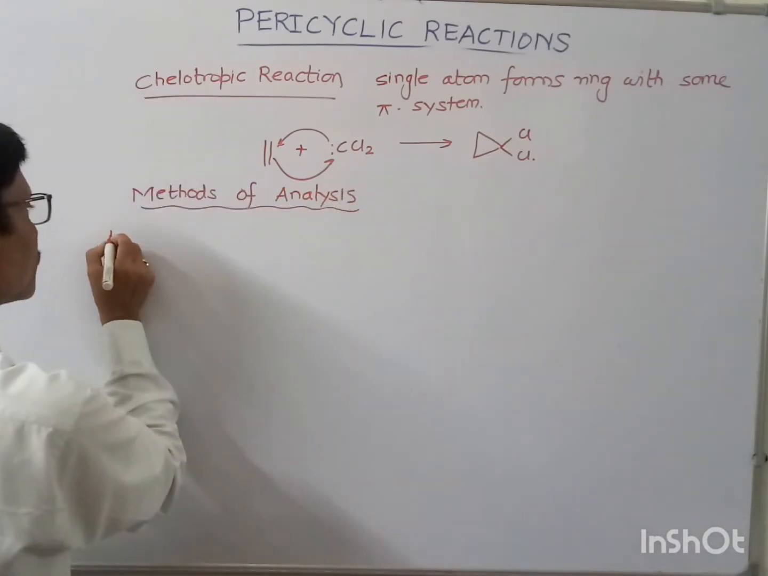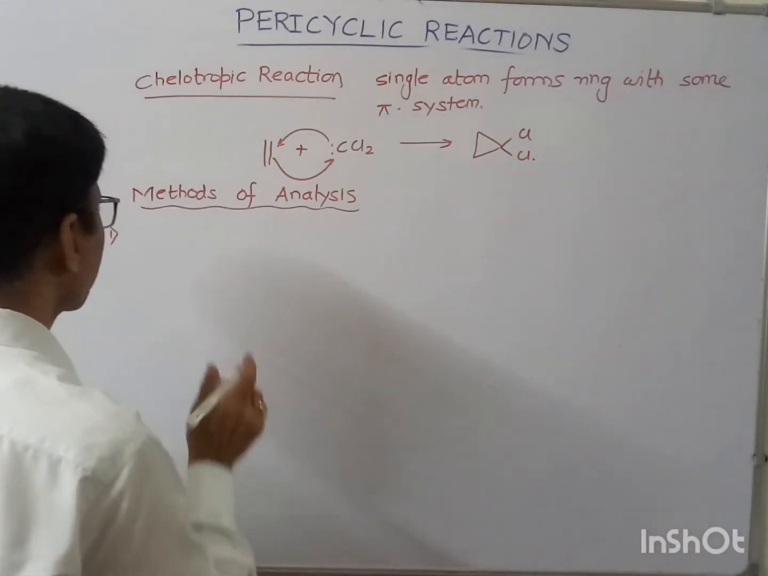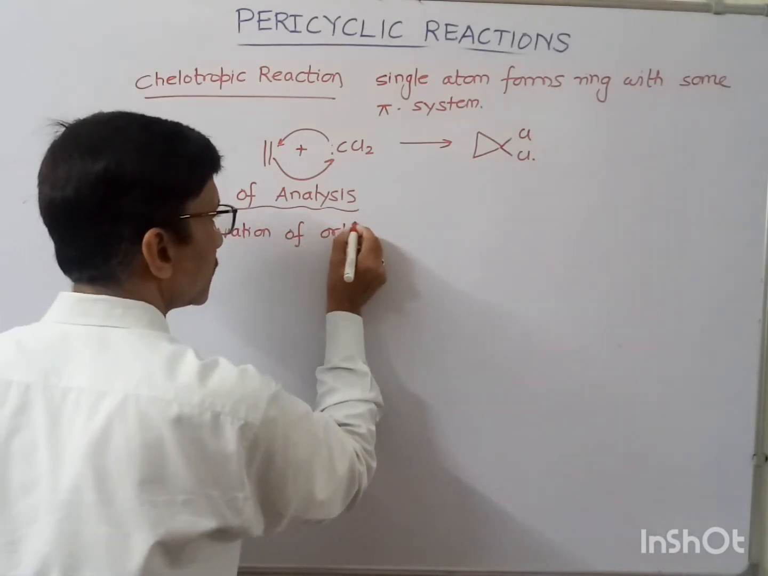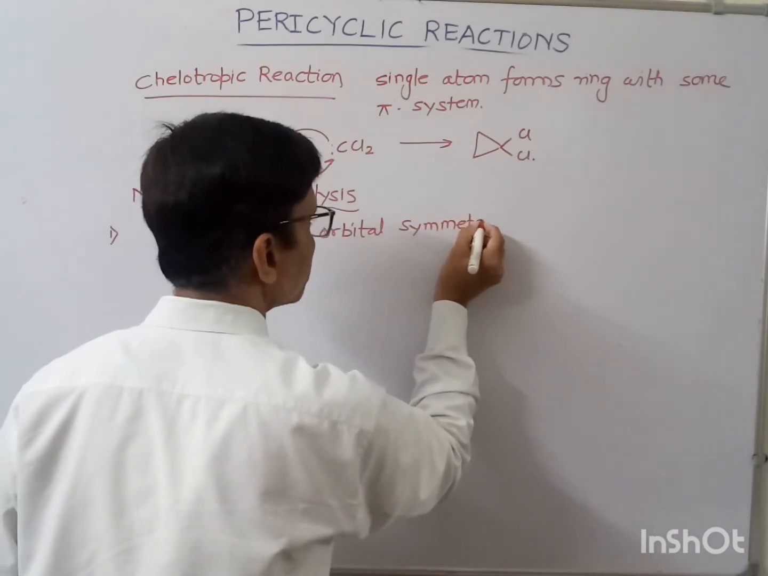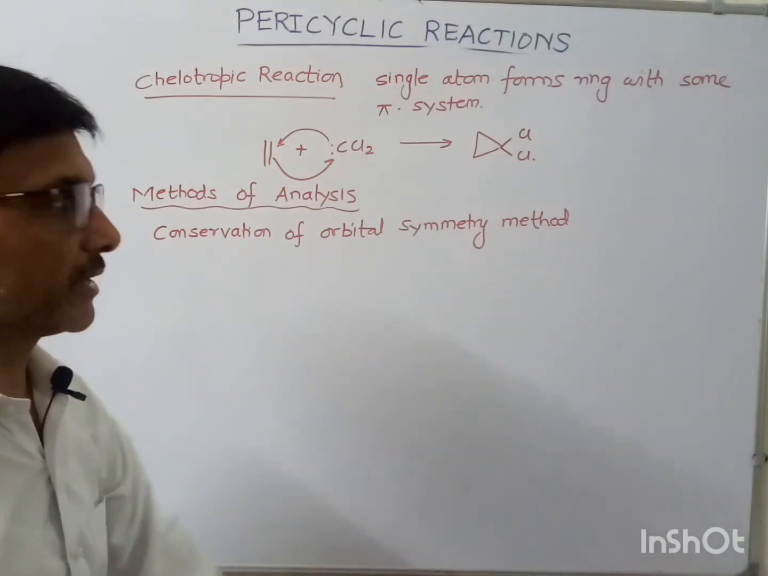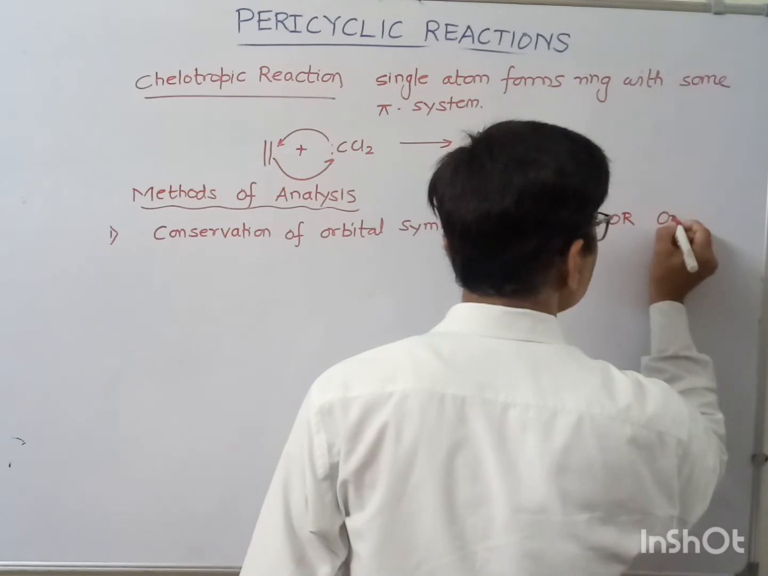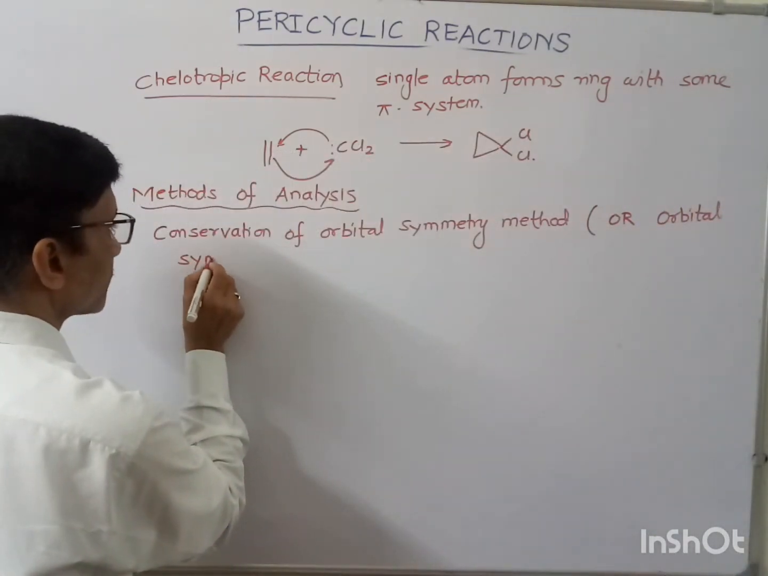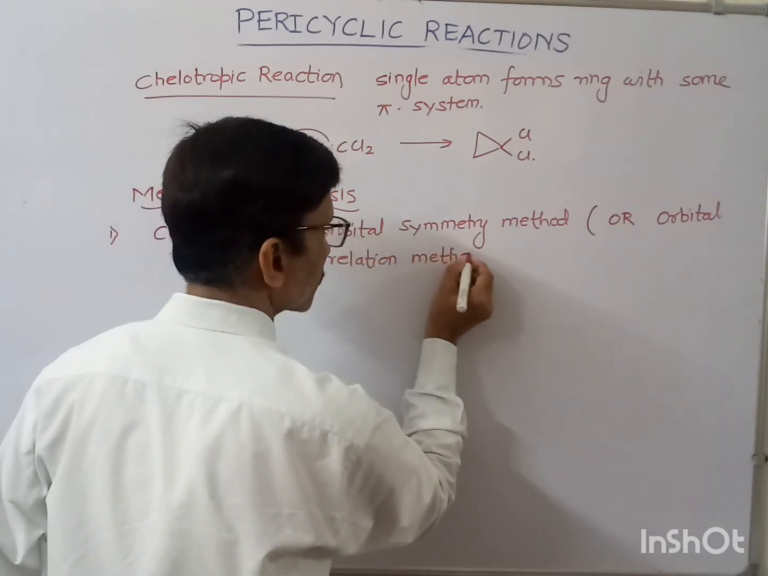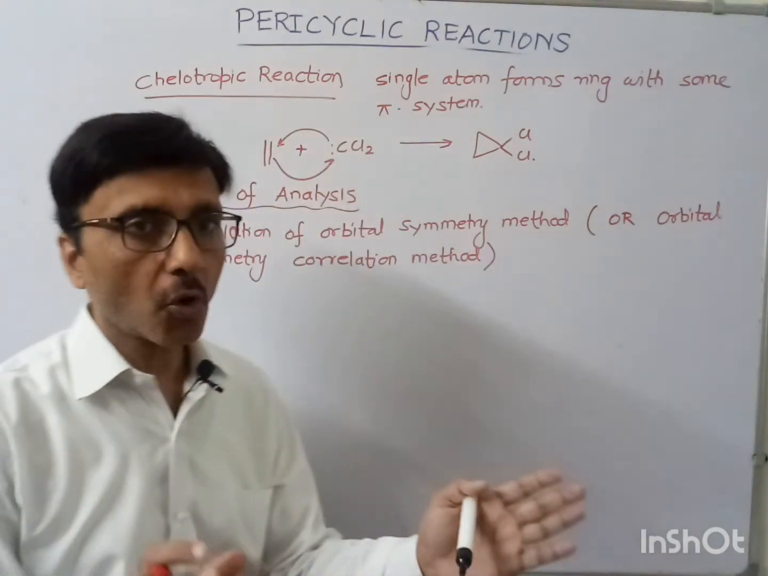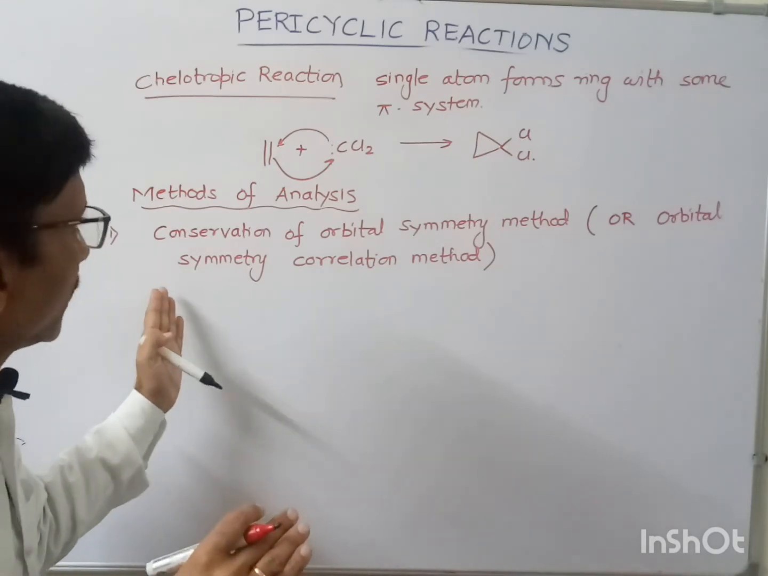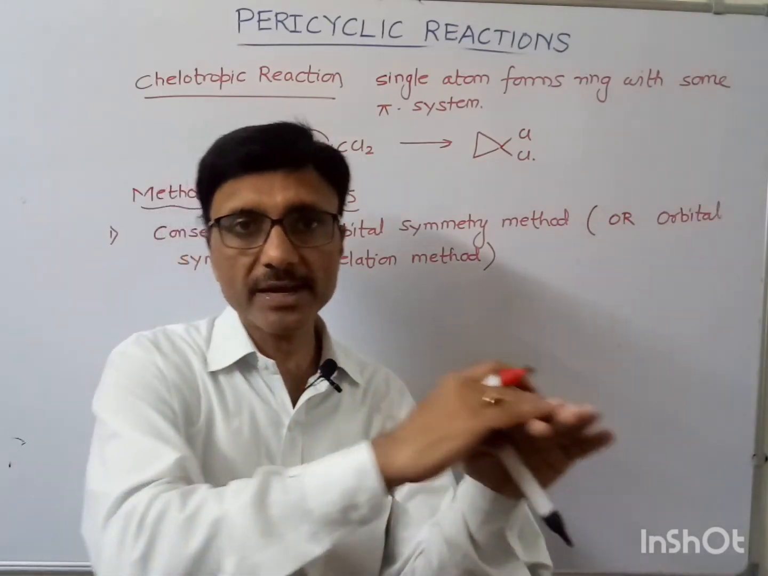In methods of analysis, one of the methods is the conservation of orbital symmetry method, or the orbital symmetry correlation method. In this method, you will see that the orbitals of the same symmetry in reactant and product are correlated. So just in a single line I can say, otherwise we will see in detail, orbitals of the same symmetry in reactant and product are correlated.